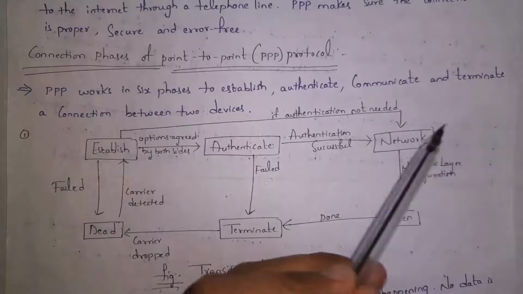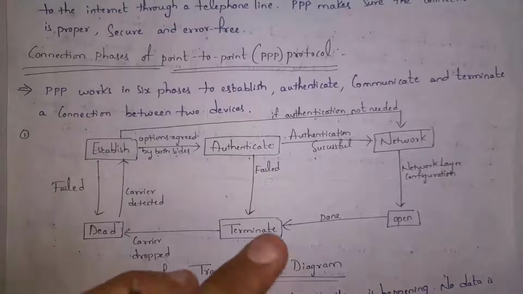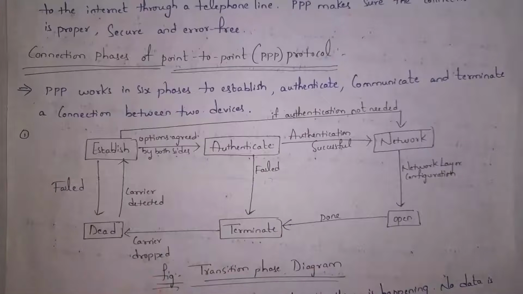After network phase, device will move to open phase. In open phase, devices can communicate with each other by sending and receiving actual data. Once data transfer is successful, connection will be removed. In termination phase, one computer will send request to other computer in order to remove connection. If other computer accepts that request, then connection will be removed. And if connection is removed, then device will go to dead phase, as they are not connected to each other. These are various connection phases in point-to-point protocol.